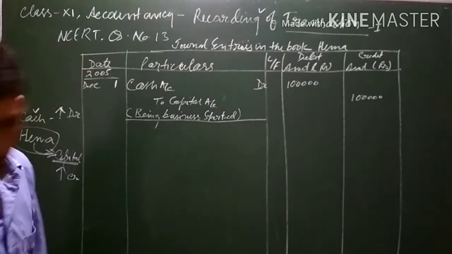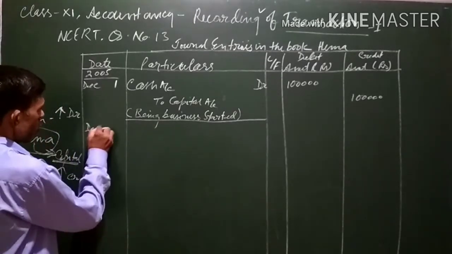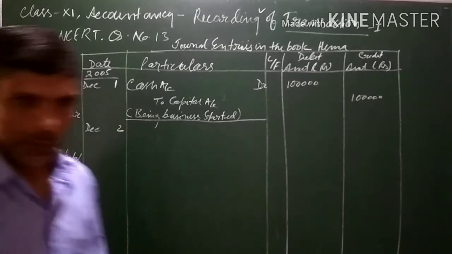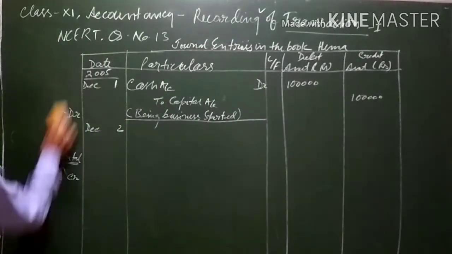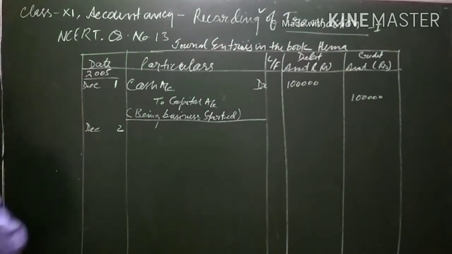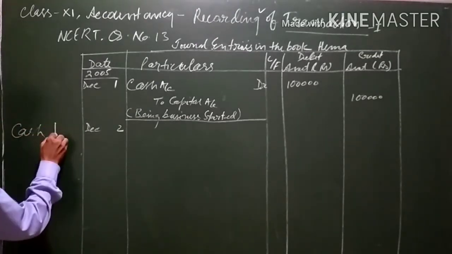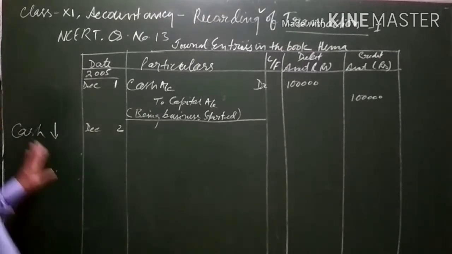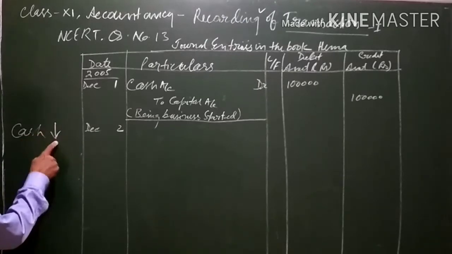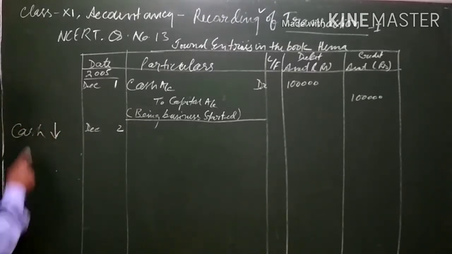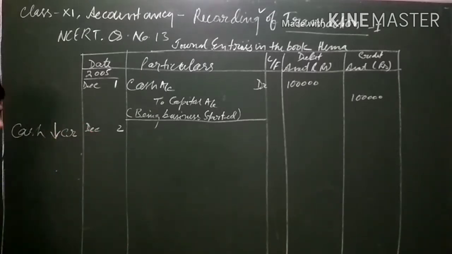Next is open a bank account with SBI on December 2nd. On December 2nd, a bank account has been opened. Now, if you open a bank account, what happens? Cash will be going out of the business, meaning there will be a decrease in cash, because for opening the bank account you will be depositing cash in the bank. Cash is an asset, and when an asset decreases, it is credited.